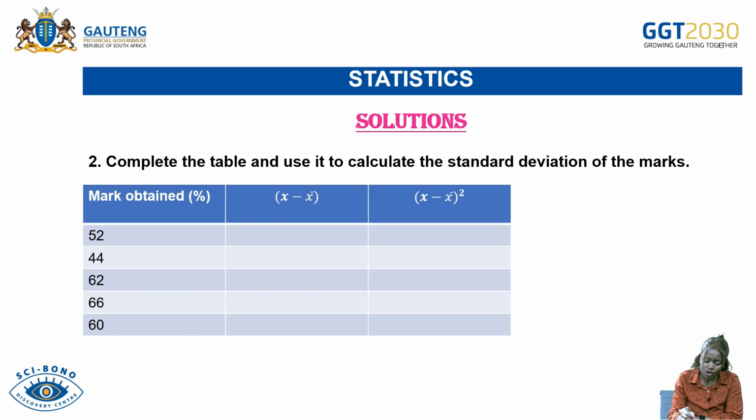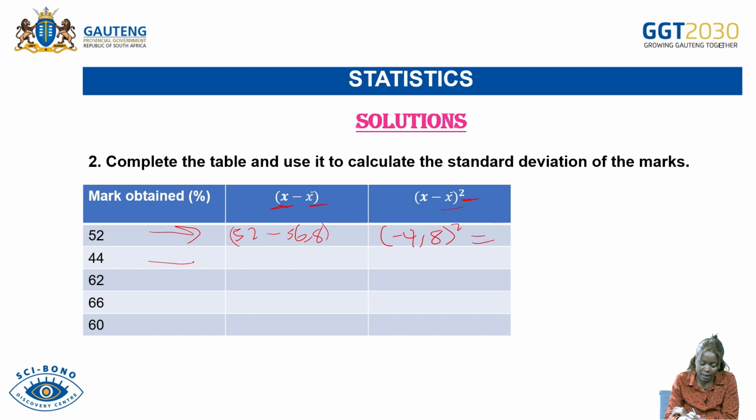Okay, so we said the x stands for the data value that you are given, and the x bar stands for the mean, right? So you'll say 52, which is the data value that I'm given, minus 56,8, which is my mean. So 52 minus 56,8 is going to give you negative 4,8. The answer that you get, you must square. So you will have negative 4,8, then you square. You should get your answer.